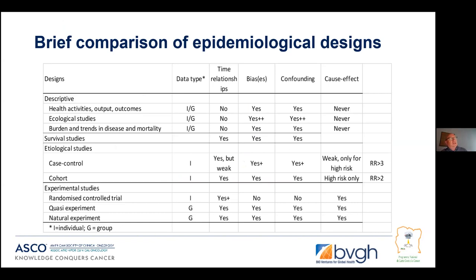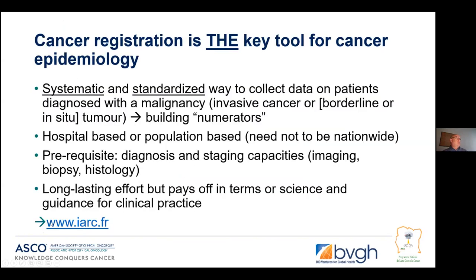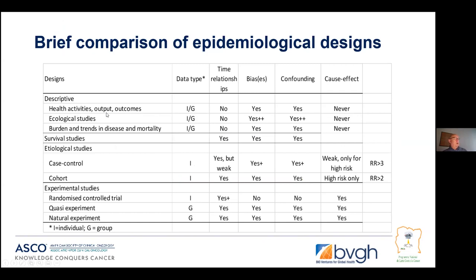So with all these designs I've just presented to you, very summarized, there are indeed differences in many aspects between these designs. Just to start, let's see what these are, the designs you have on the left-hand side of the slide. Generally, the data used for the design can be individual or general population groups. For etiological studies and randomized controlled trials, it's always the individual data that matters. If you don't have individual data, it's very difficult to perform this kind of study, whereas descriptive studies are often done at the group level.